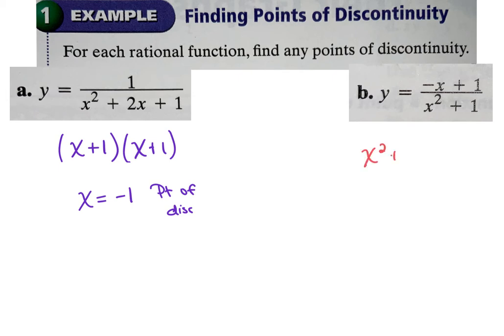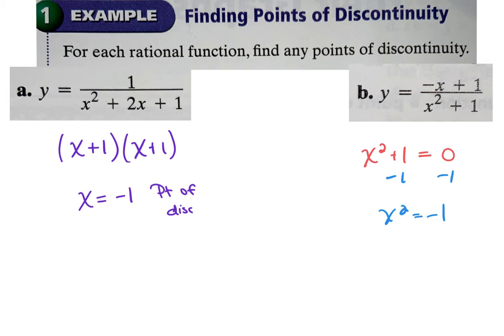X squared plus 1. How do I factor that? All right, how do I solve though? What do I do? Yeah, subtract 1. I have x squared equals -1. I have a problem. I'm talking about real numbers. What's my problem? Yeah, it would be an imaginary number.